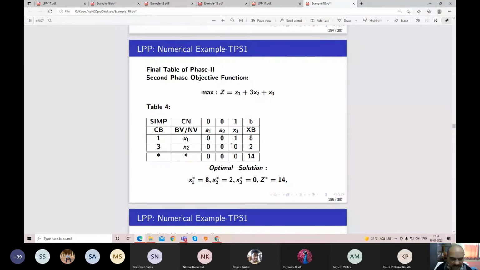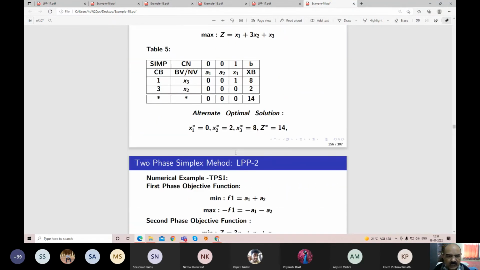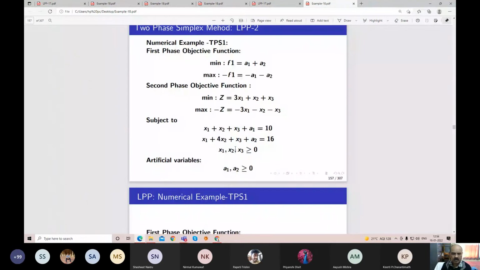The second example, very quickly I would like to show you. Very similar. See, the second problem. So what is the auxiliary function? The auxiliary function is of minimization type. The first one is maximization type, the second one is minimization type. The auxiliary function is 3x1 plus x2 plus x3.